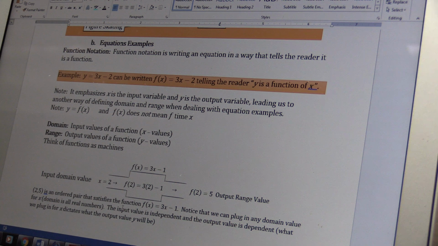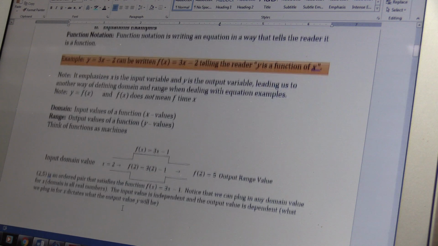So (2, 5) is actually an ordered pair that would satisfy that function. Also, you can note that you can plug in any value you want for x. We often call that the independent variable. The output depends on what you plug in, so we consider the output, or the range, to be the dependent variable.